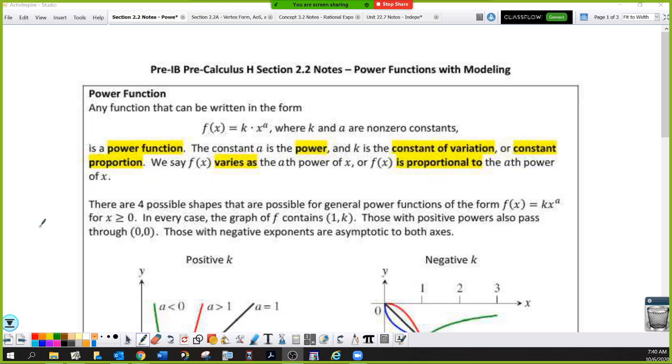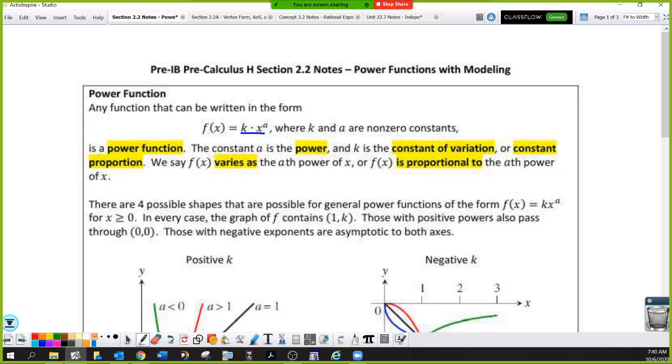Any function that can be written in this form, notice that there is no pluses or minuses anywhere, k times x to the a, where k and a are non-zero constants, so neither k nor a is allowed to be zero. This is a power function. A is the power, the exponent, and k we call the constant of variation or constant of proportion.